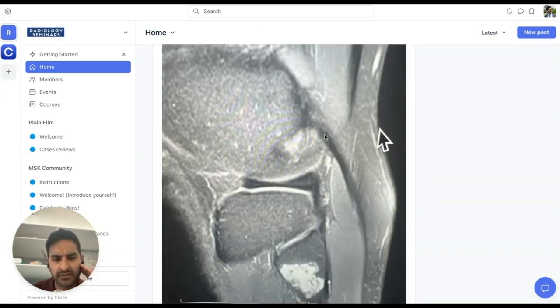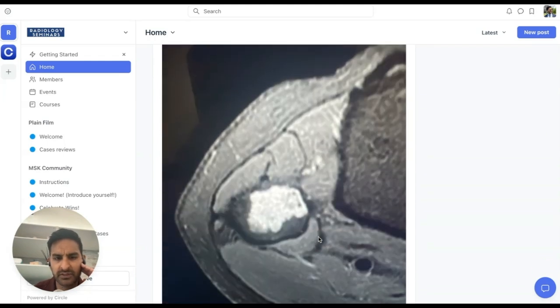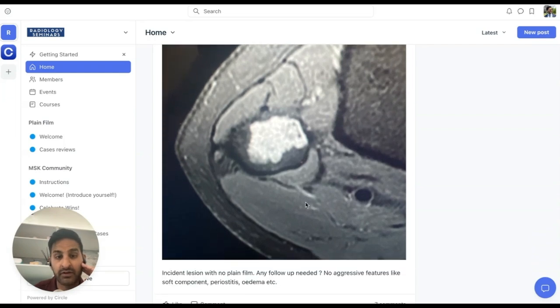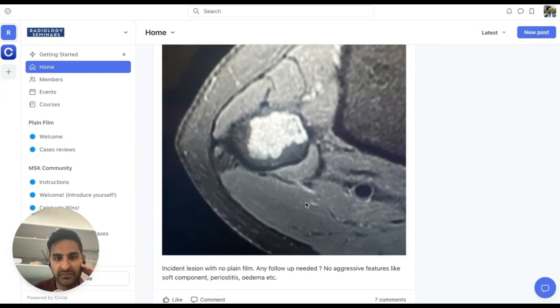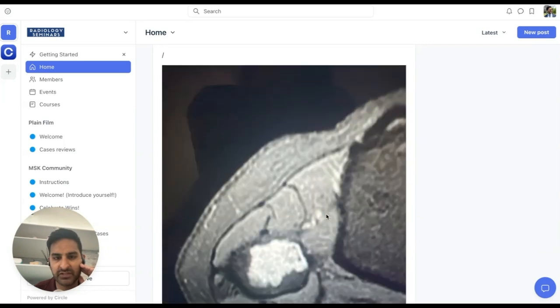So yeah, this is an interesting case. You've got this lesion located within the proximal fibula. It looks well defined, looks like some scalloping of the underlying cortex. I would worry that there could be a potential of getting a fracture. There's no periosteal reaction, no periostitis, no evidence of inflammation anywhere.